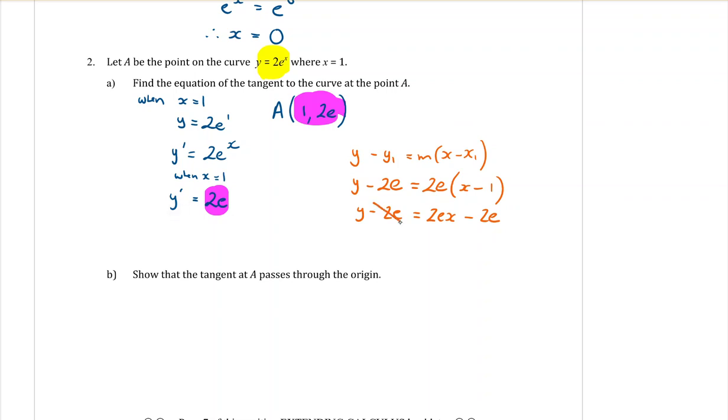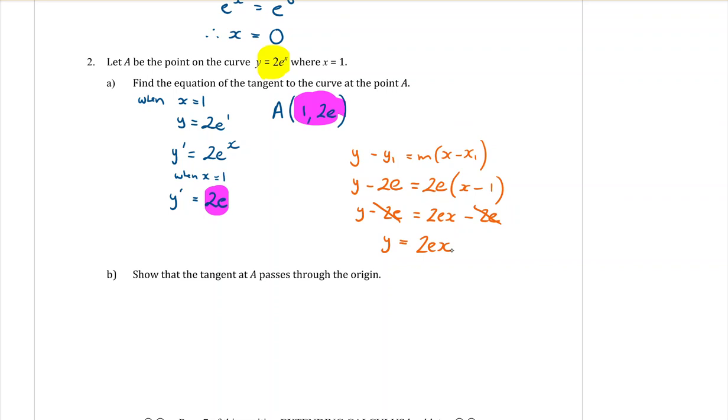Okay, so I'm just going to cross them out. They're going to cancel. So the equation of my tangent is just y equals 2e to the x. Okay, that's what I was asked to find, so that part A is done. Part B, show that the tangent passes through the origin.